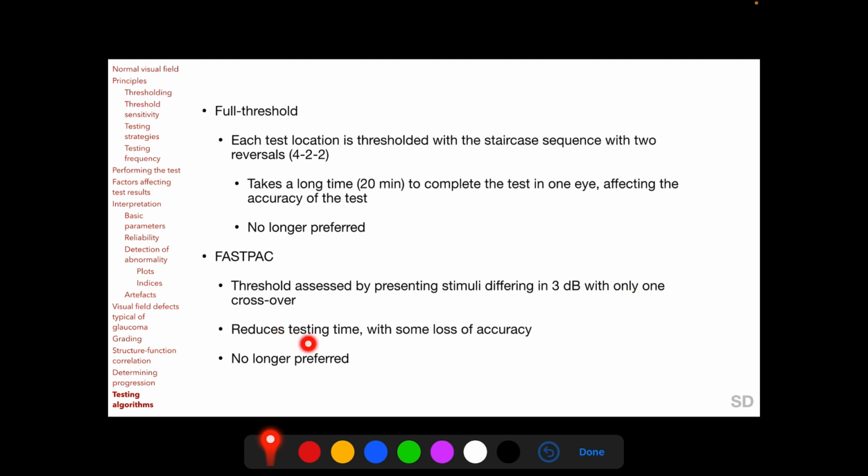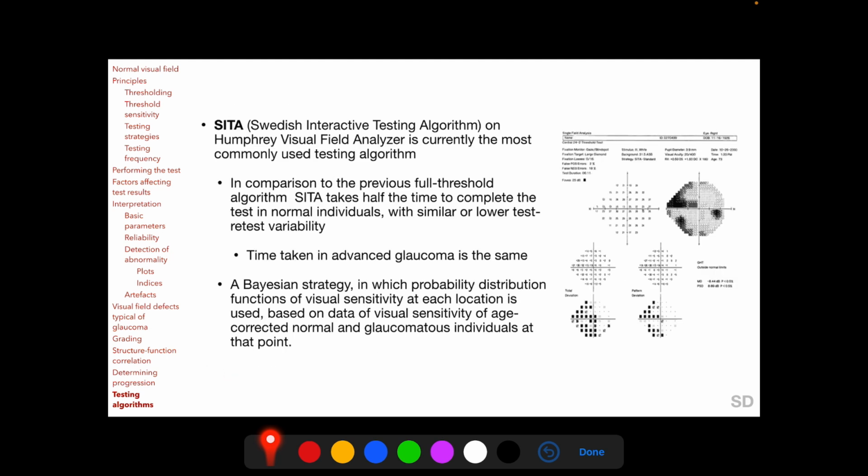This reduces testing time with some loss of accuracy, and again, Fastpac is no longer preferred. SITA, standing for Swedish Interactive Testing Algorithm, available on the Humphrey Visual Field Analyzer, is currently the most commonly used testing algorithm. In comparison to the previous full threshold algorithm, SITA takes half the time to complete the test in normal individuals, but the time taken in advanced glaucoma is almost the same.